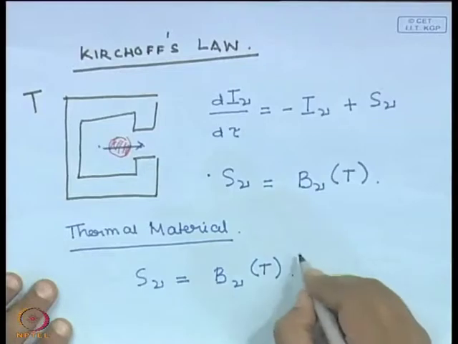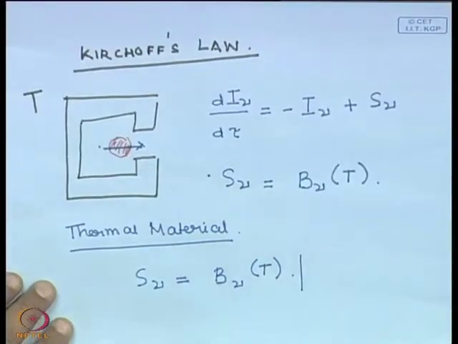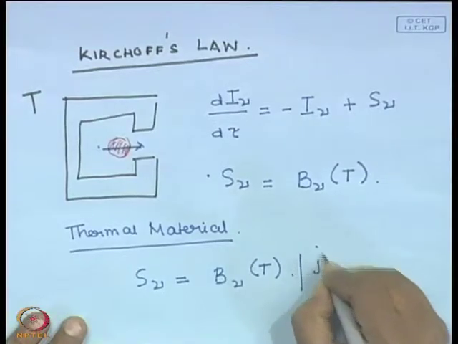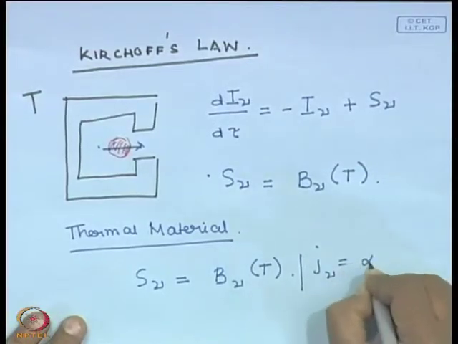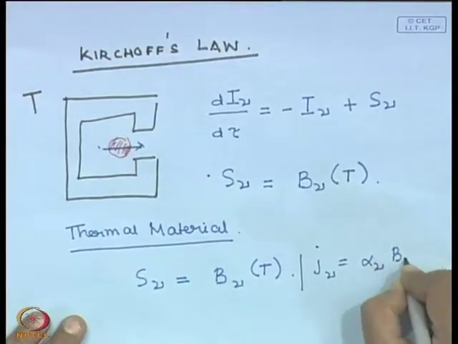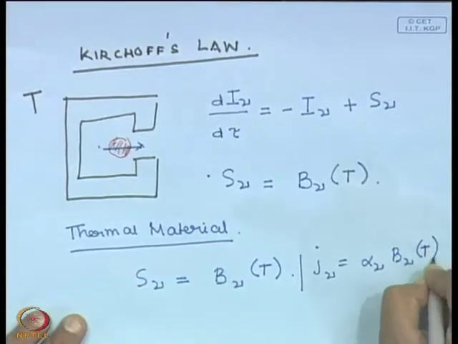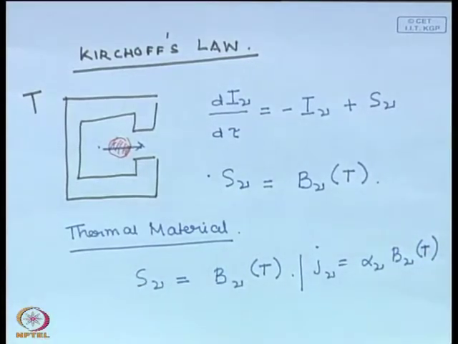Or it gives us a relation between the emission coefficient and the absorption coefficient. We have seen that the source function is the ratio of the emission coefficient to the absorption coefficient. So, it tells us that j_nu should be equal to alpha_nu times B_nu(T). That is the property of a thermal material, right.